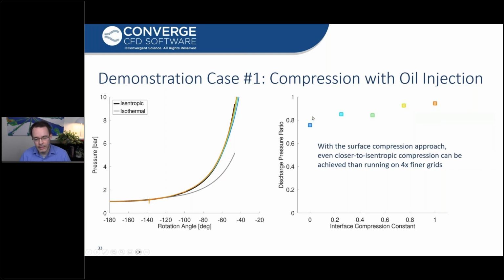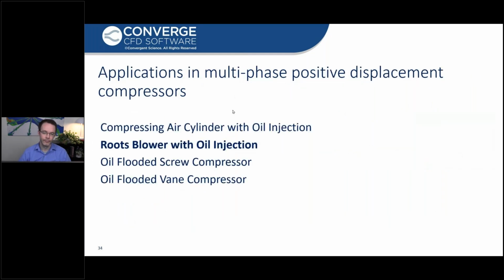So this makes a big difference when looking at the pressure at the time of the discharge opening, because any pressure difference that we have at the time of discharge opening is going to have a large impact on any pressure pulsations or even the mass flow rate through the domain that's affected by any small changes in the pressure at that time in the process.